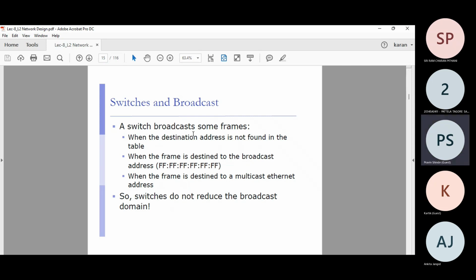See, a switch broadcasts frames when the destination address is not found in the table, when the frame is destined to the broadcast address FFFF, and when the frame is destined to a multicast Ethernet address. So switches do not reduce the broadcast domain. The broadcast address is FFFF.